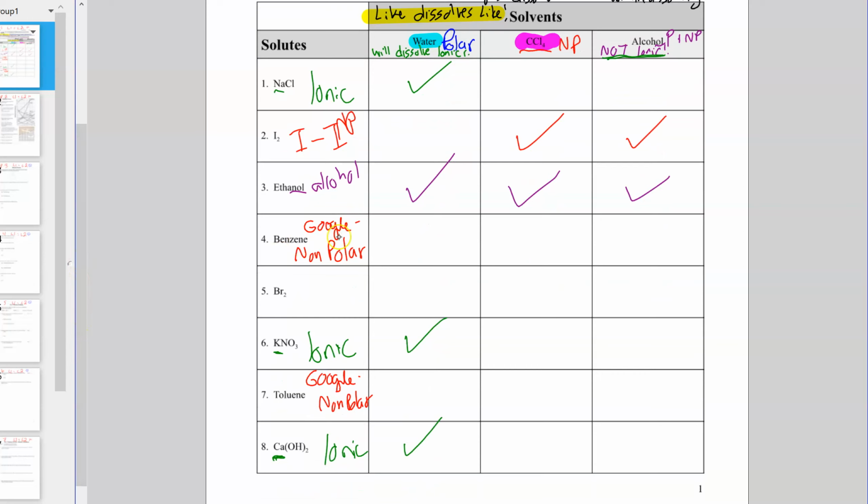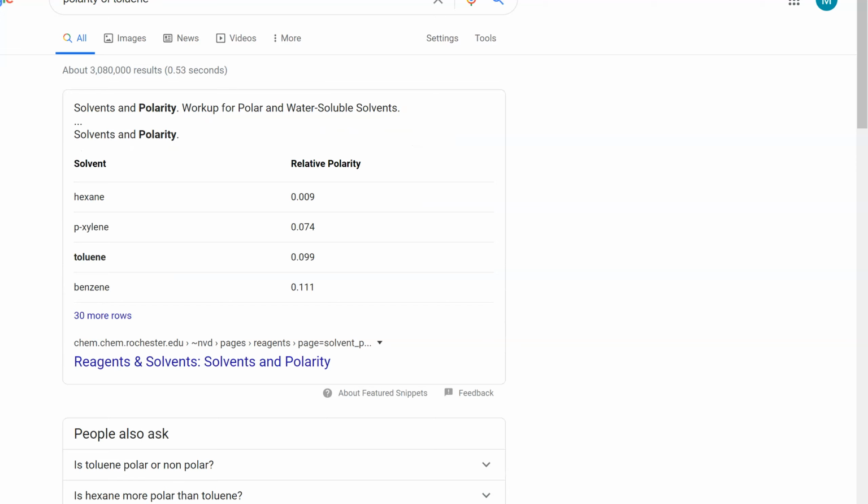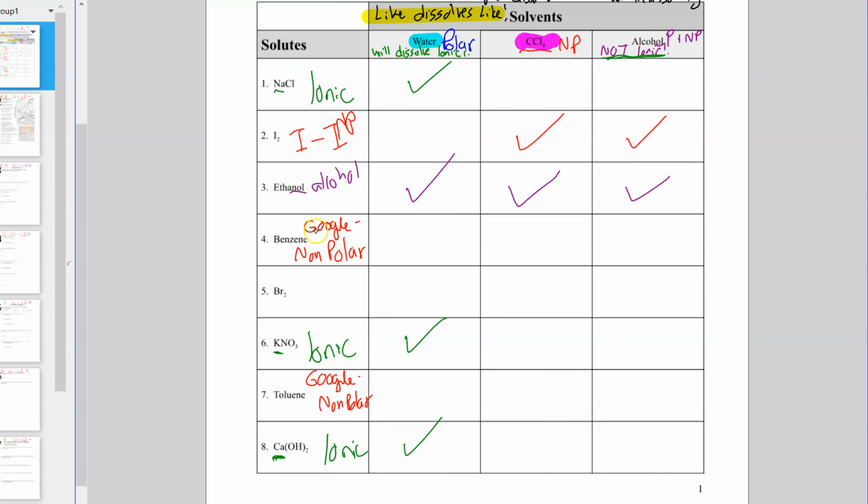Okay, next one, benzene. We have to go to Google for this one because we have not covered benzene and toluene. So here's a quick Google search. Polarity of benzene. According to the table of organic solvent polarity, the relative value for benzene is 0.1 and 0.09 for toluene. So it's essentially nonpolar. It's very symmetrical, and all those bonds cancel each other out. Here's a list of some of those things. They're very nonpolar. So benzene's nonpolar, toluene's nonpolar. If it's nonpolar, will it dissolve in water? Nope. But it will dissolve in CCl4, and it will dissolve a little bit in alcohol.